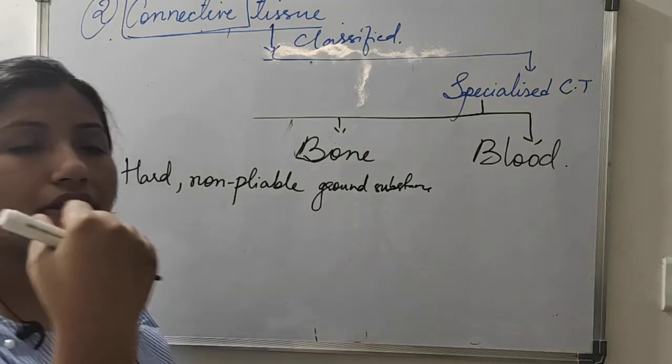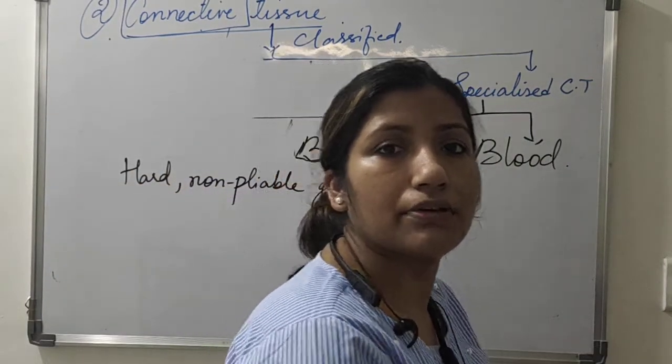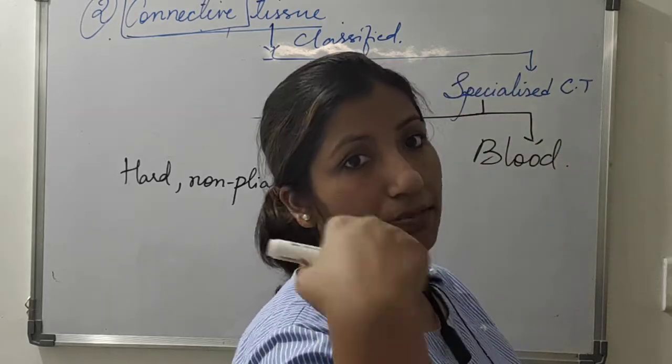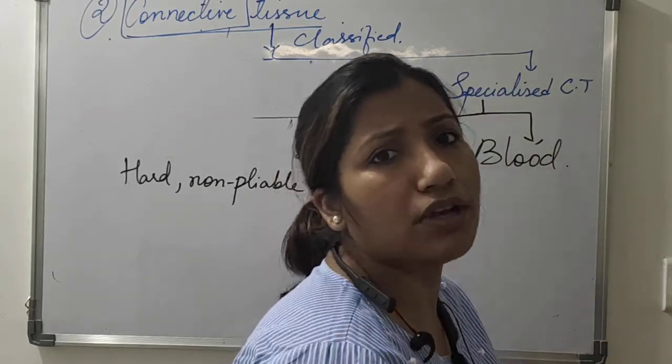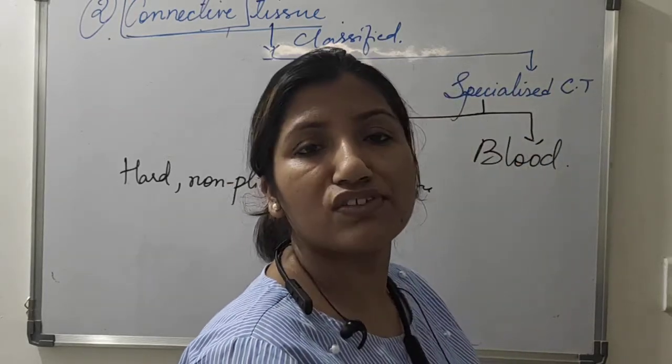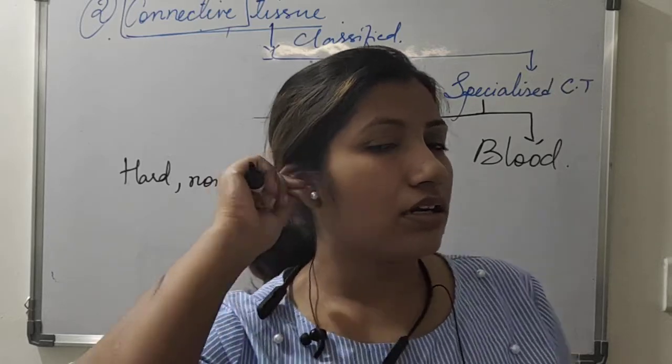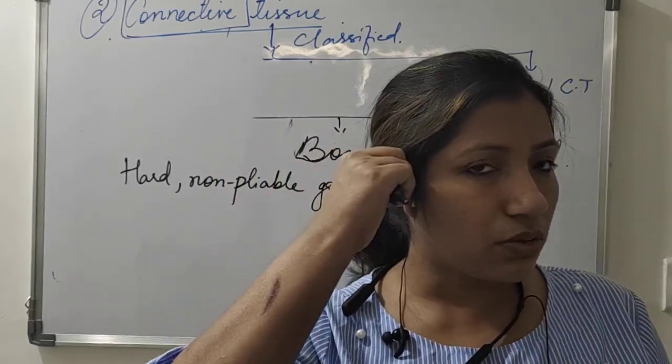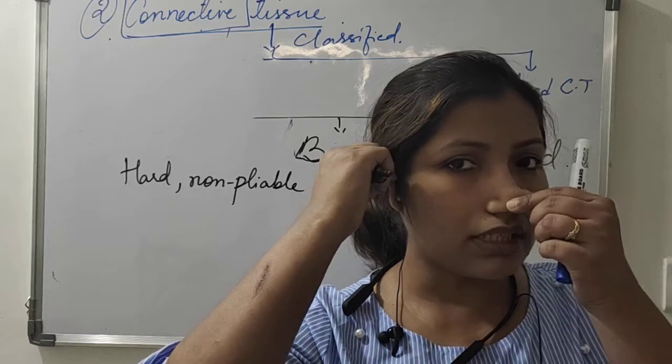So we can bend our back, but our back is made up of bone. So how can we bend our back? Because of the presence of cartilage. How can we bend our nose and ears? It is because of the cartilage.